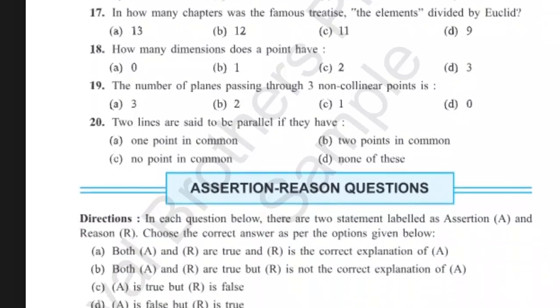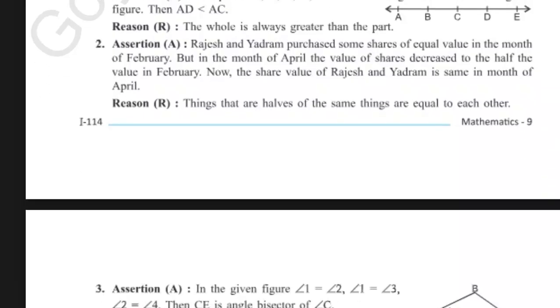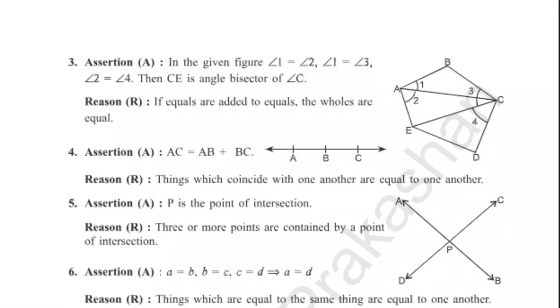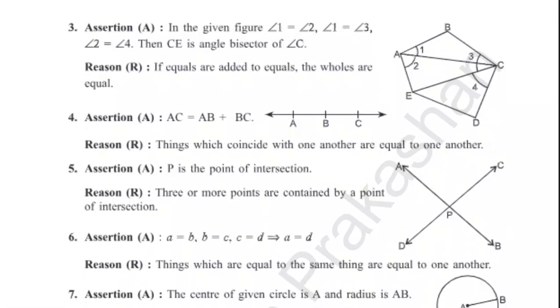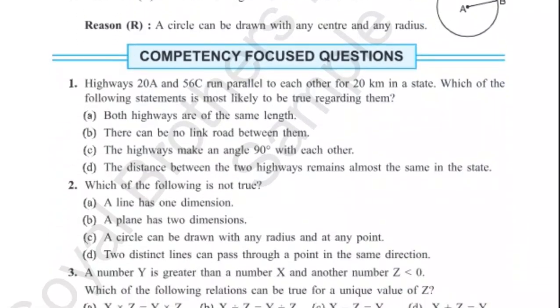Then assertion and reason questions. AC is equal to AB plus BC. And competency focused questions.